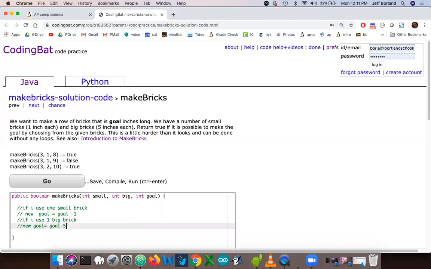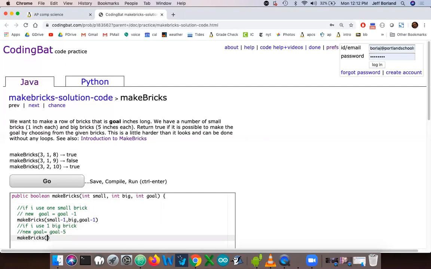Of course. Nice. So let's think about that. If I use my small brick, I'm going to call myself again. How many small bricks do I have left? Waiting for you to put in the chat. So if I use 1 small brick, how many do I have left? Small minus 1. I still have the same big, and now my goal, as you just said, was goal minus 1. So that's if I used it.